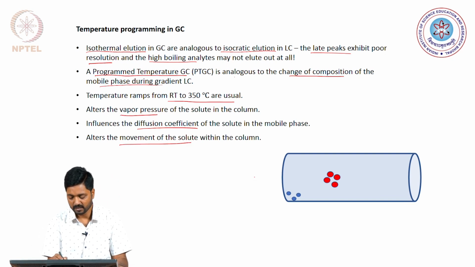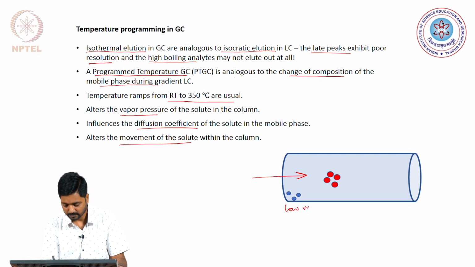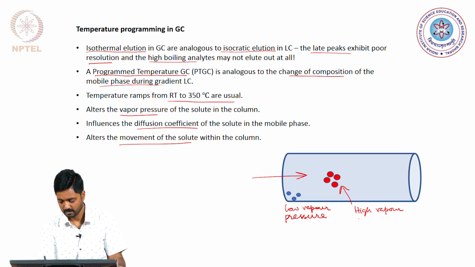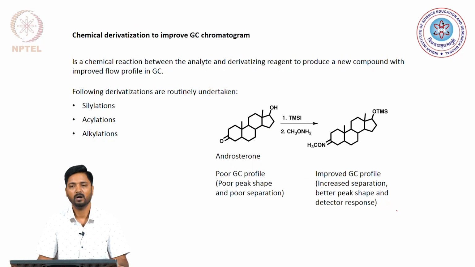So, this is in fact schematically shown here, where we are passing our analyte through this column from the left, and analyte with low vapor pressure, such as the blue dots here, will remain stuck closer to the walls of the capillary, while the analyte red, which has high vapor pressure, will be more diffusing into the mobile phase, and hence will be moving much faster through the chromatographic column in gas chromatography.